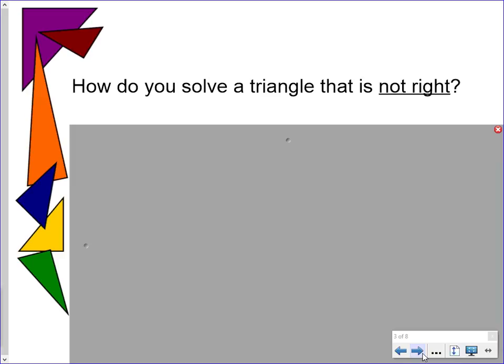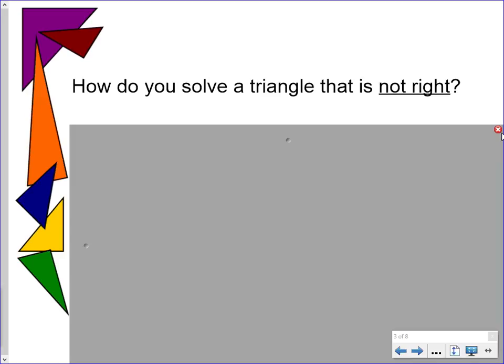This was a question I had last week: how do you solve a triangle that's not right? I took it off because it wasn't in Algebra 2 last year. It had previously been in Algebra 2, and then it was not in the new textbook, so they took it out. So my last year Algebra 2 students had never seen law of sines and law of cosines before, whereas in the past that had always been the case.